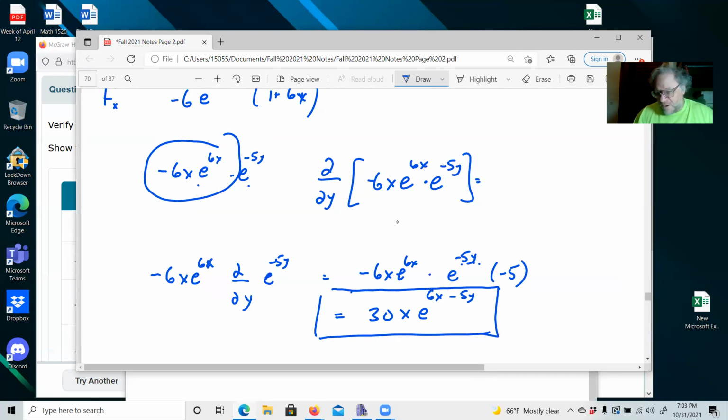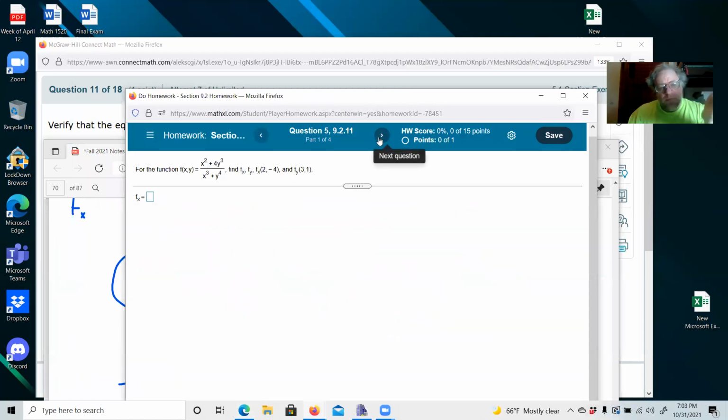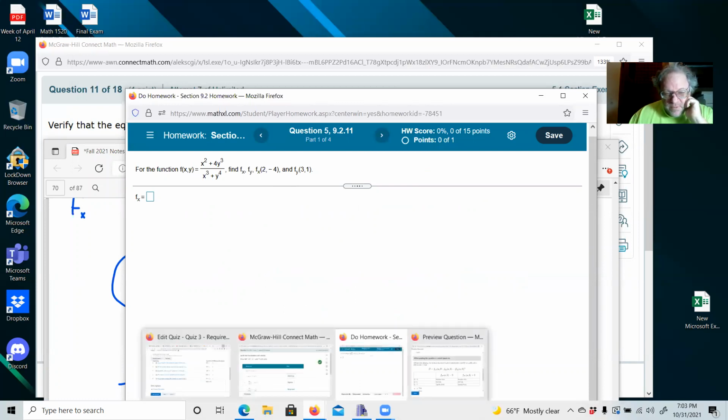Let's do the partial with respect to y. If they ask you to plug in a value, we would simply plug in those values. I don't think you need me to show you that, but we'll be okay with that. Right? Okay, let's do this one. This one looks harder.